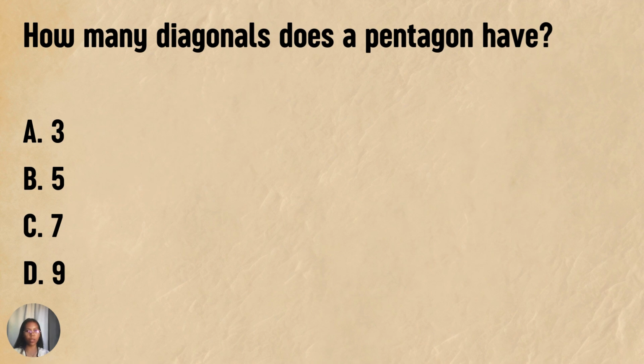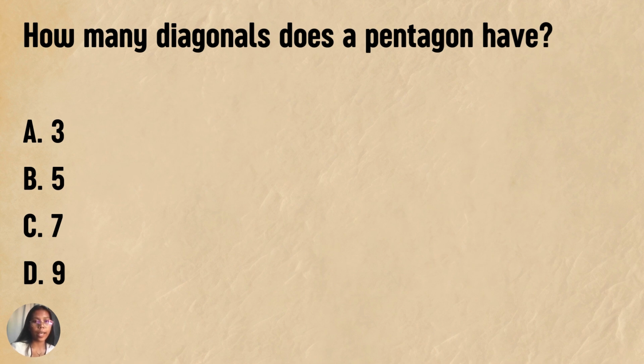Now let's answer this one. How many diagonals does a pentagon have? So how do we find the diagonals? We have a formula, right? d is equal to n times n minus 3, over 2.